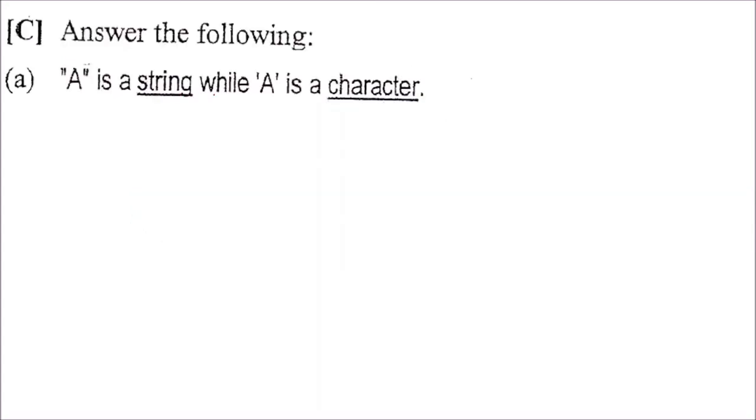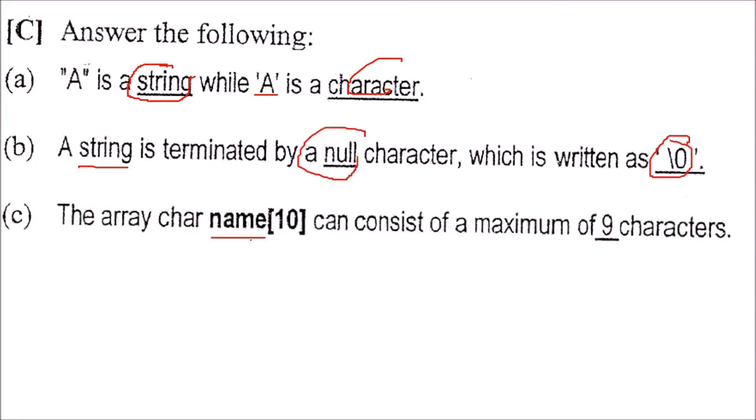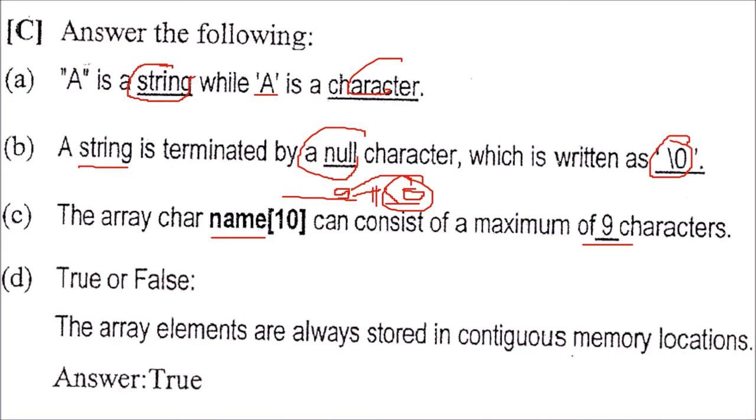Answer the following. "A" is a string while 'A' is a character. This is correct, and we have to fill in the blank. So this is a string, this is a character. A string is terminated by a null character, which is written as \0. The array character name consists of a maximum of 9 characters exactly, because the last one has to be \0. So 9 plus 1 makes it 10. The array elements are always stored in contiguous memory locations. This is true with every array.